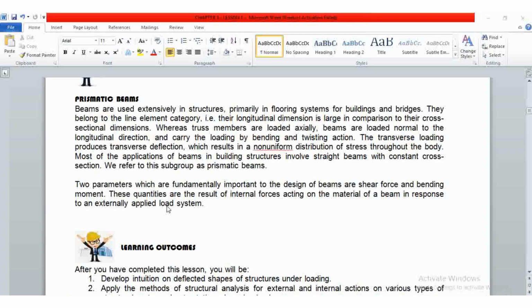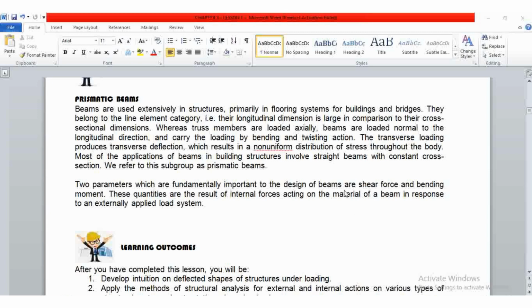Now, doon sa truss kasi, ang kino-consider natin is axial loadings. Pero pagdating sa beams, we are usually considering normal loads, o yung mga loads that are perpendicular to the beam itself. So, there are two parameters we are considering in beams. We have the shear force and the bending moment.